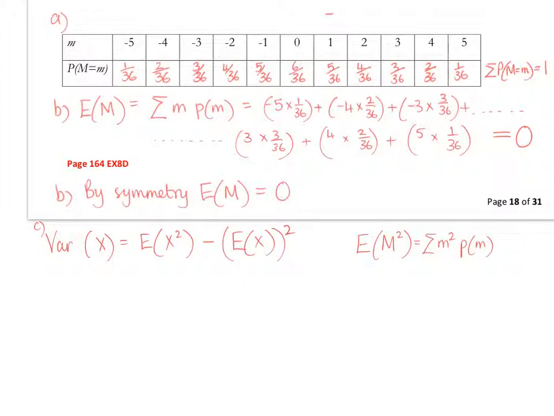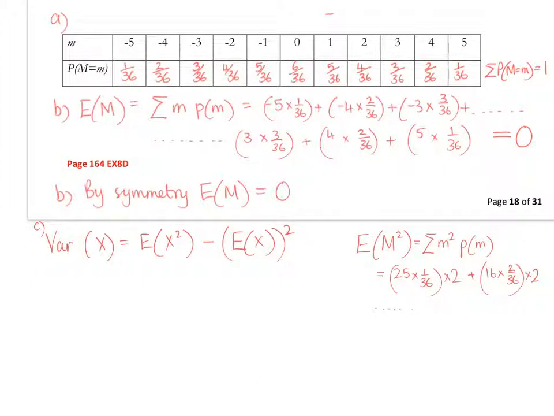And when we work that out, it's going to be 25 times 1 over 36. And that's actually going to happen 2 times, isn't it? It's going to happen for -5 and +5. Then we're going to have 16 times 2 over 36. And again, that's happening 2 times. And so on.